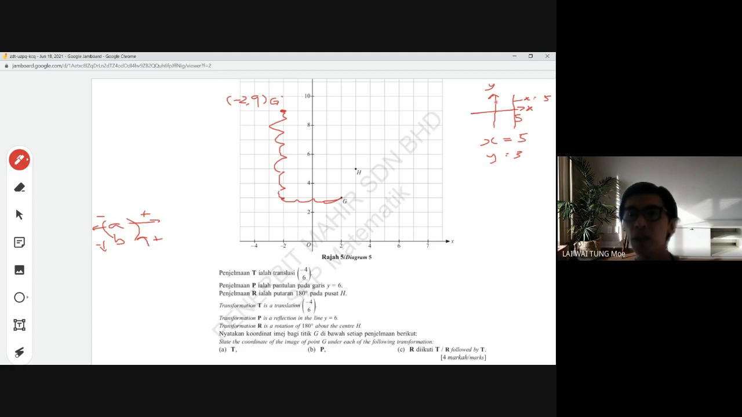Let's say this is 3. Here is 3. So the straight line for y equals 3 should be a horizontal straight line. So this is your y equals 3. Now if y equals 6, where is this line?